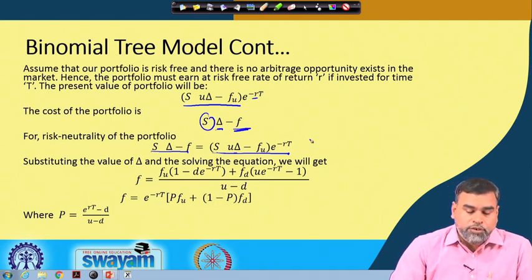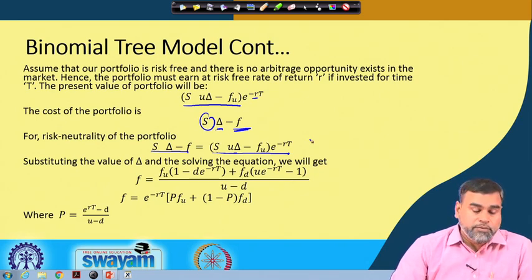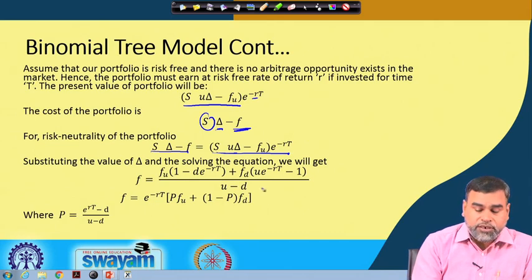You already know the delta, delta is equal to f of u minus f of d divided by S u minus S d. You can put that value here, then you can find f is equal to f u into 1 minus d e to the power minus R t plus f d into u e to the power minus R t minus 1, divided by u minus d. Then obviously, f is equal to e to the power minus R t into p of f u plus 1 minus p f of d.